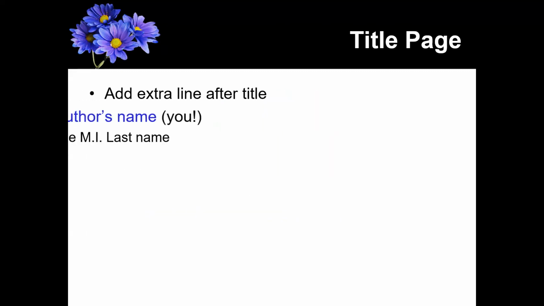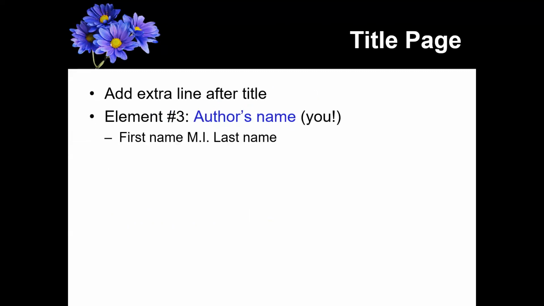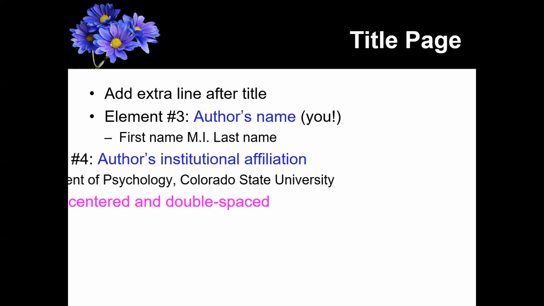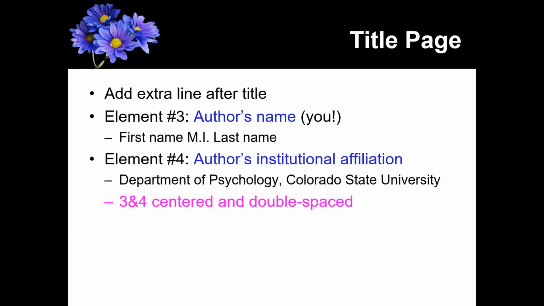After your title, you're going to add an extra line. This is the one exception we mentioned. You're going to have your name, or the author's name. It's going to go first name, middle initial, and then your last name. And then you're also going to have the author's institutional affiliation, which is Department of Psychology, Colorado State University. And numbers 3 and 4 are again centered and double-spaced.